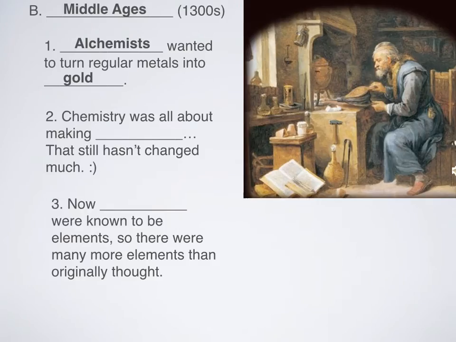Now we're going to jump forward almost 2,000 years and go to the Middle Ages, around the 1300s. At that time, we had a group of scientists that sort of formed the basis of what we think of chemistry today, and they're called alchemists. The word chemist actually comes from the word alchemist. As you can see, it's right there in the middle. And they were obsessed with a couple of things. Primarily, though, they wanted to turn regular metals into gold.